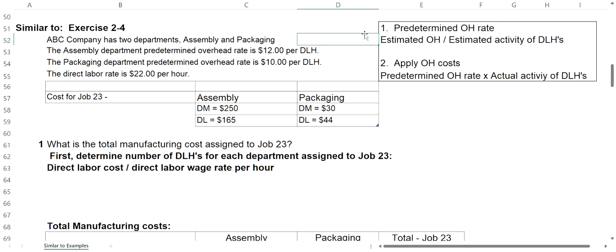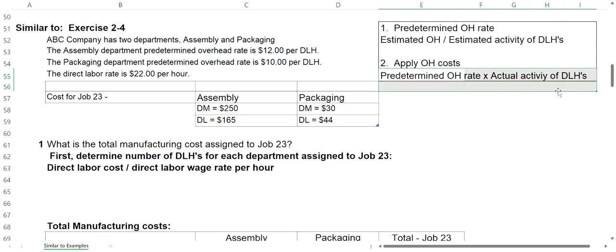Hello, this is Connie Belden, and in this video, we're going to do what we did similar to the previous exercises. We are first of all going to determine predetermined overhead rates, what I call step one, by taking estimated overhead and dividing it by the estimated activity. We will use direct labor hours again in this problem, but remember the activity could also be machine hours or direct labor cost. Then in step two, we'll apply the overhead cost by taking that predetermined overhead rate that we calculate in part one and take it times the actual activity, in this case, direct labor hours.